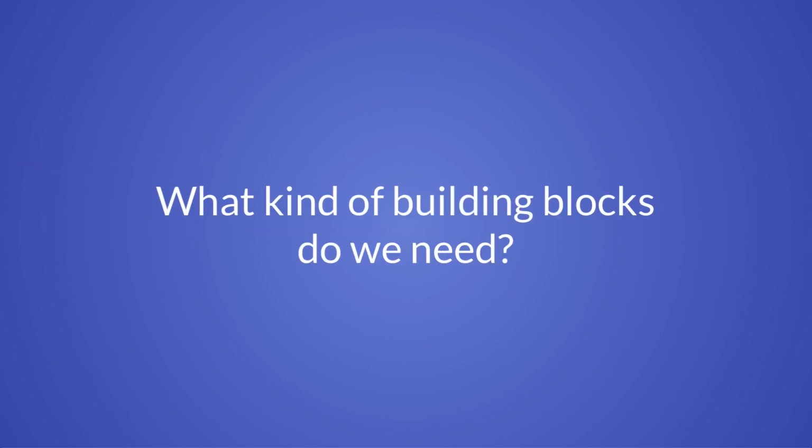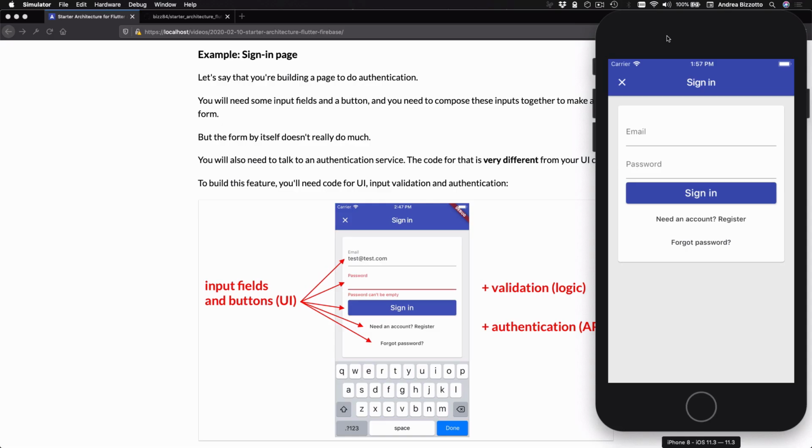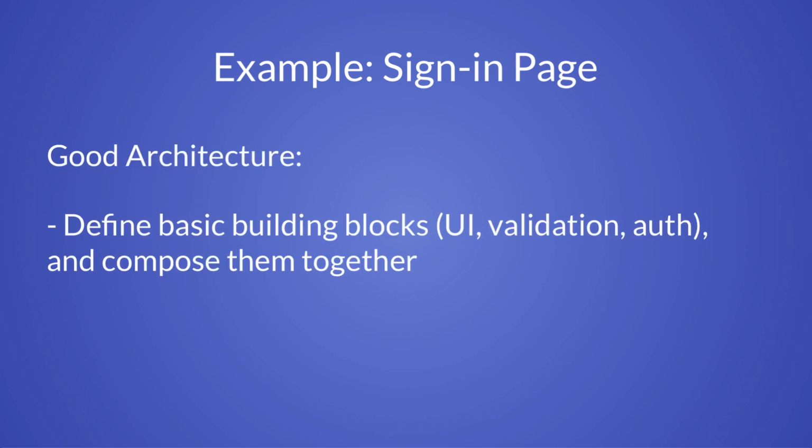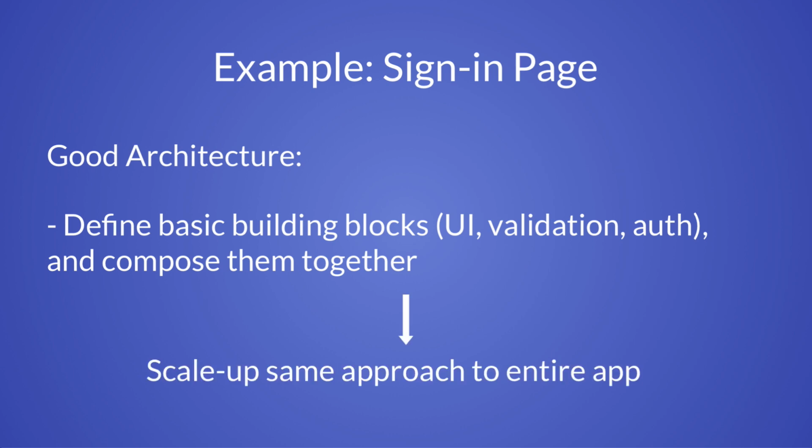And since we are here to build Flutter apps, what kind of building blocks do we need? Well, let's say that you're building a page to do authentication. You will need some input fields and a button, and you need to compose these inputs together to make a form. But the form by itself really doesn't do much. You will also need to talk to an authentication service, and the code for that is very different from your UI code. To build this feature, you'll need code for showing the UI and interacting with it, and you'll also need code for input validation and for signing in with your authentication provider. And we can say that the signing page has a good architecture if it's made with well-defined building blocks that we can compose together. And we can take this same approach and scale it up to the entire application.